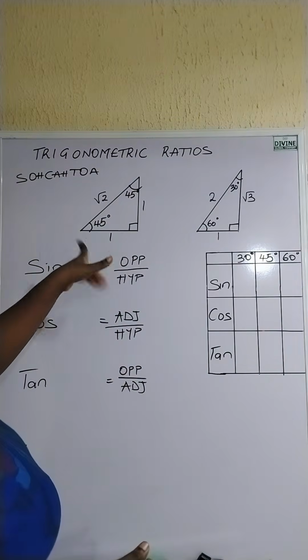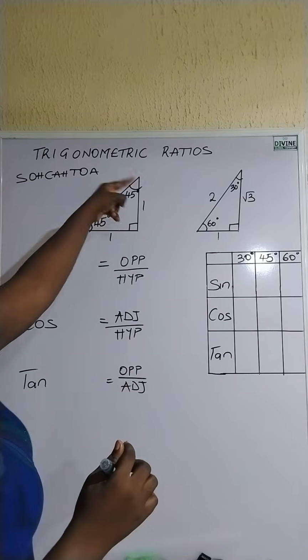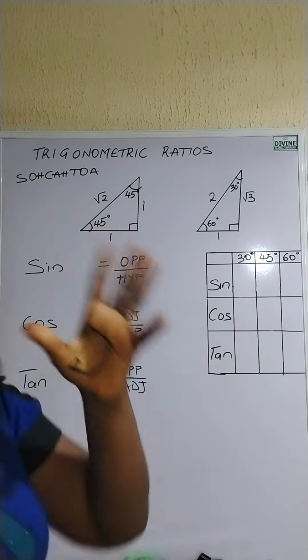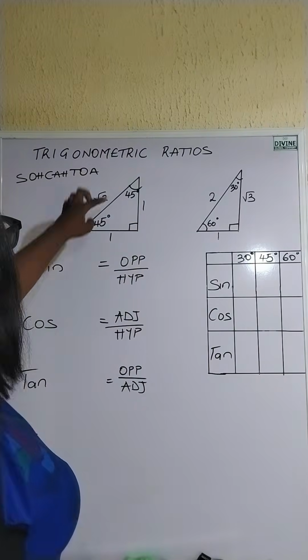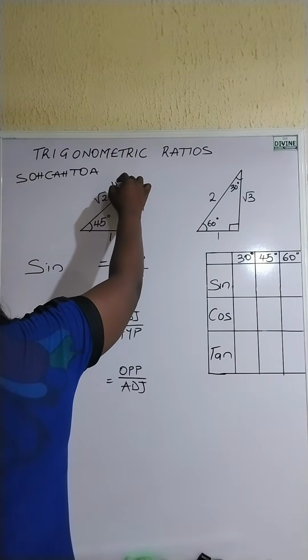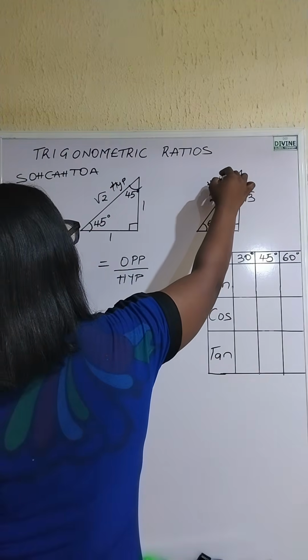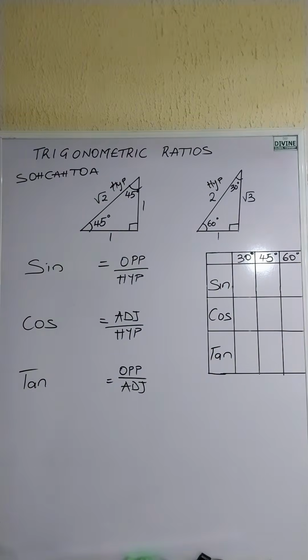When we see a right angled triangle, we know that there are three sides of a right angled triangle and each side has a name. The side that is the longest is called the hypotenuse. That is the only one that is constant.